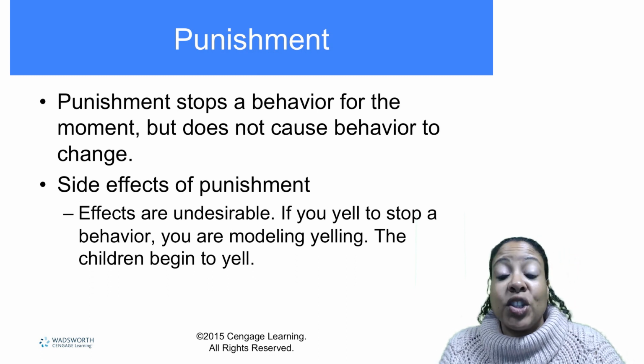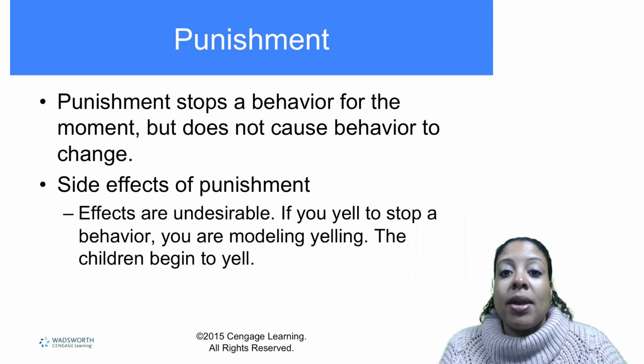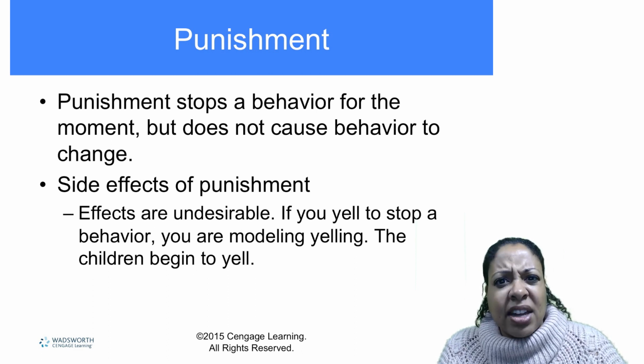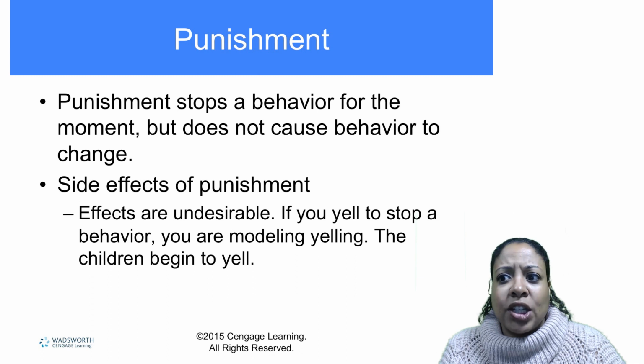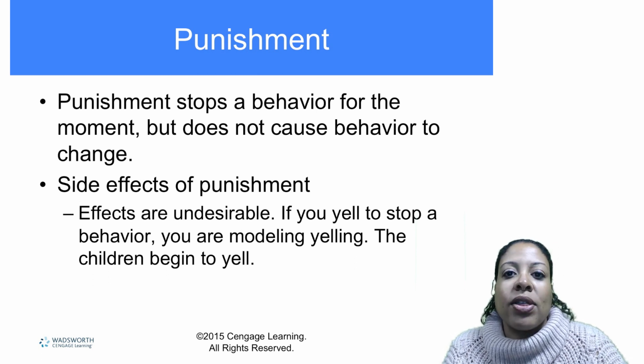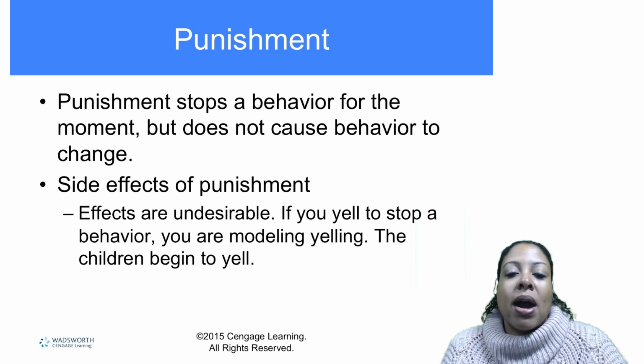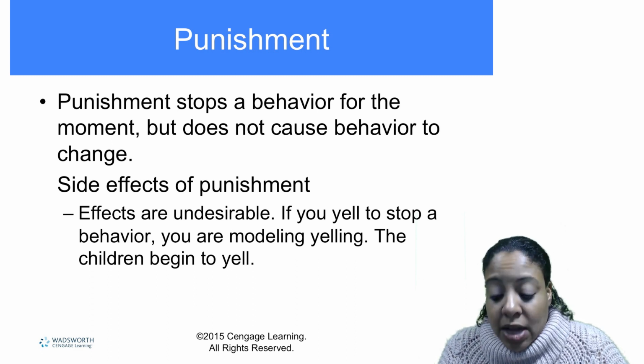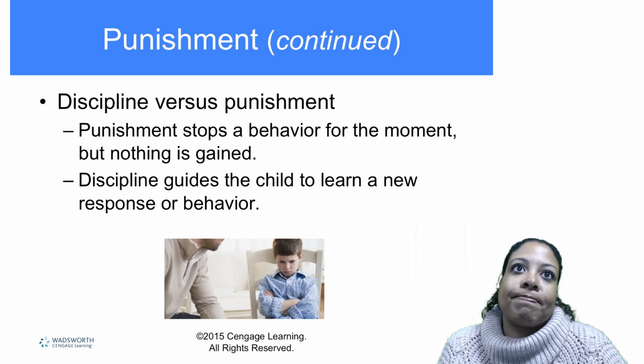Or if children are being physical with each other and then you spank or hit them, then it's kind of sending this contradictory message. You're telling me that it's not okay to hit, but you're telling me in a way through hitting. So thinking about the message that you send, I think, is really important with behavior guidance. So if you're modeling yelling, then the children will begin to yell or think that yelling is okay.